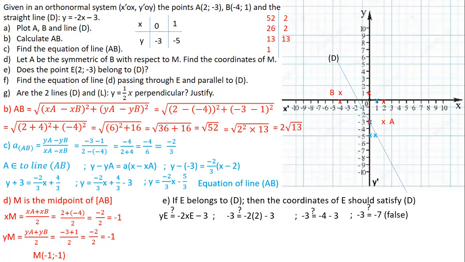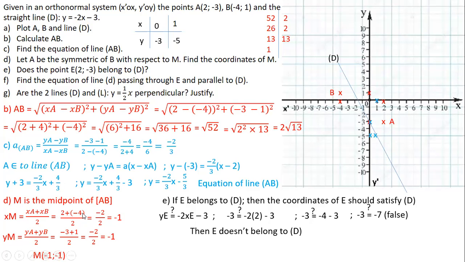No. Does E belong to D? No, E does not belong to line D. This is how we verify or check if a point belongs to a straight line. Did you understand well, Abbas? Yes. Okay, thank you.